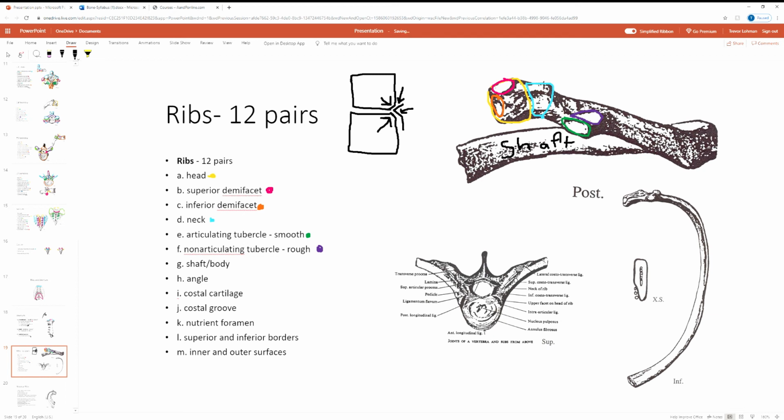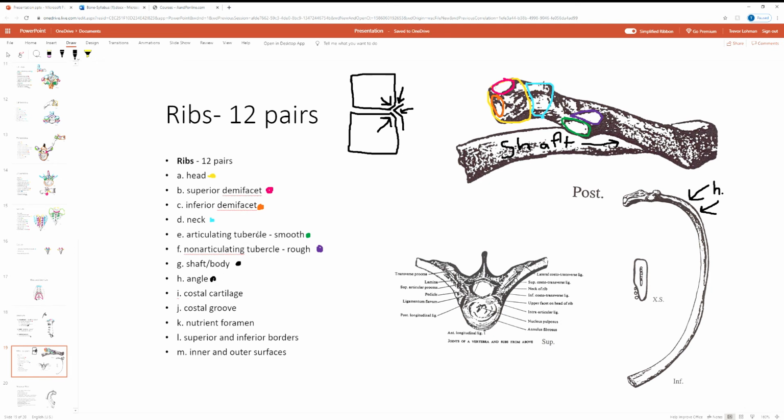And then, it continues. It's this whole thing. Or body, it can be called. Angle is specifically right there. That's the angle, this area, where there's an angle. And let's call that H, which is the letter we have next to the angle here.